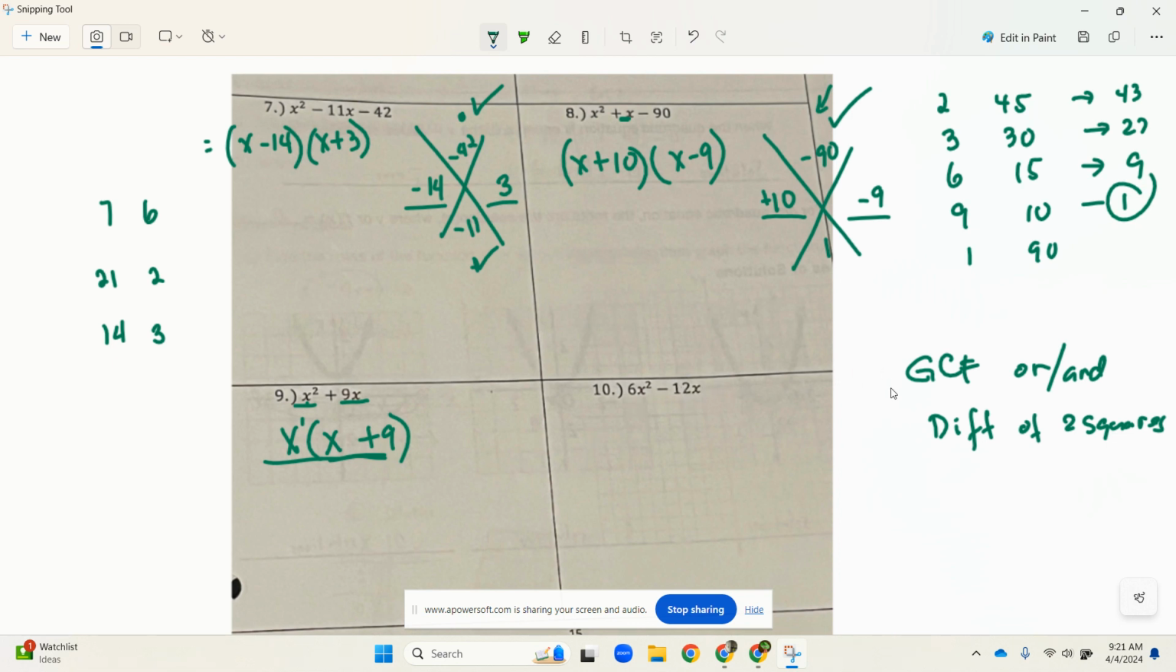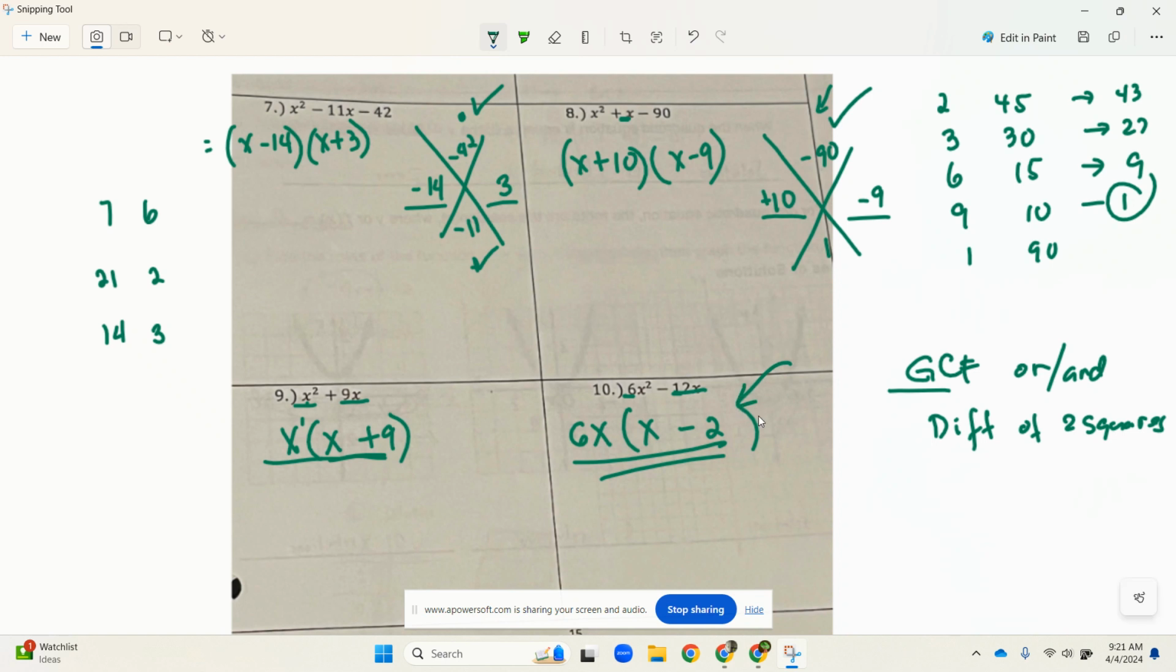All right, number 10, check for GCF. Is there? Yes, there is. X again. For the x part, it's going to be x. But between 6 and 12, you also have 6 as the GCF. So therefore, the final GCF is 6x. So 6x squared divided by 6x, that's going to be x, yes. And then 12x divided by 6x is going to be 2. All right, so these are your final set of factors.